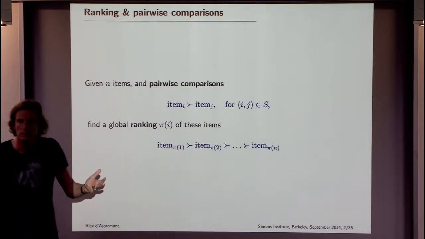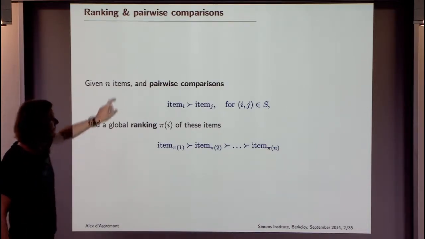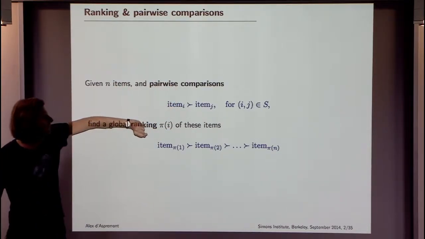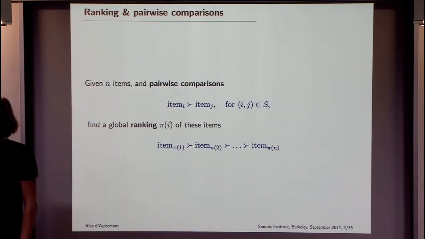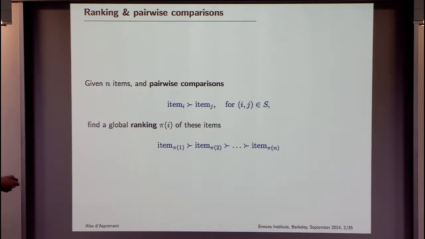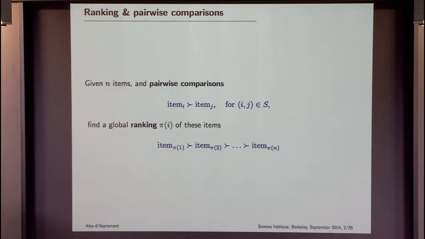You have n items, and they could be anything you like: products, people, and so on. And you have a little bit of information on comparisons or preferences between these items. For a subset of the pairs ij, you know that item i is better than item j. Based on that, you want to find a global ranking of the items. So it's rank aggregation.